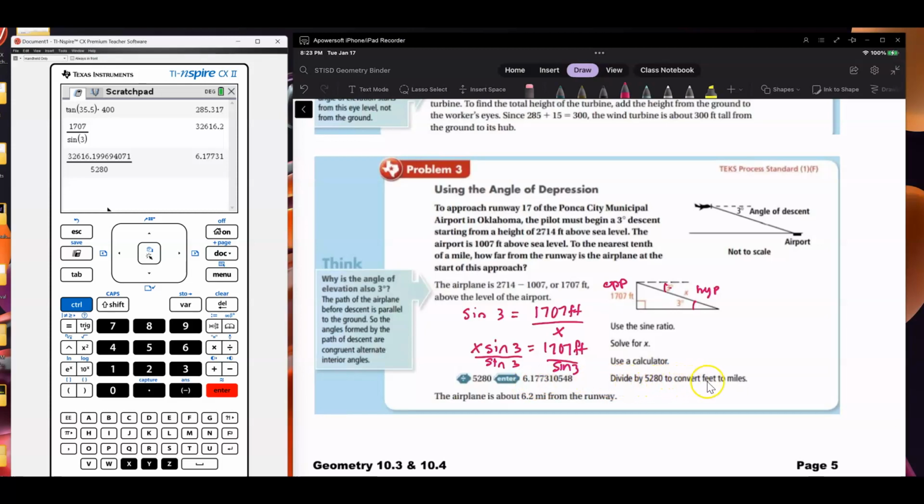Divide by 5,280 to convert from feet to miles. Remember, the amount that we had in feet was 32,616. That's how many feet we had. So we divide by 5,280 feet, and that gives us the miles. So the airplane is about 6.2 miles away from the runway.